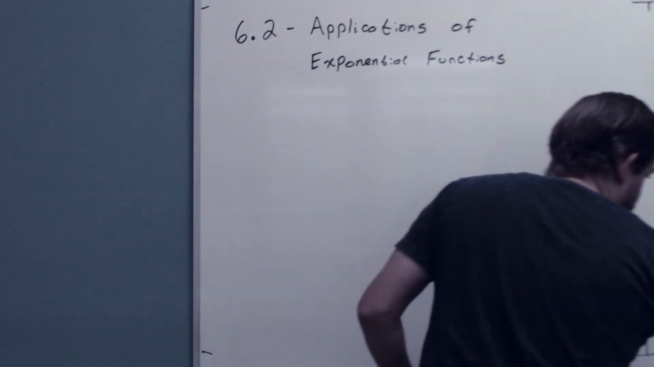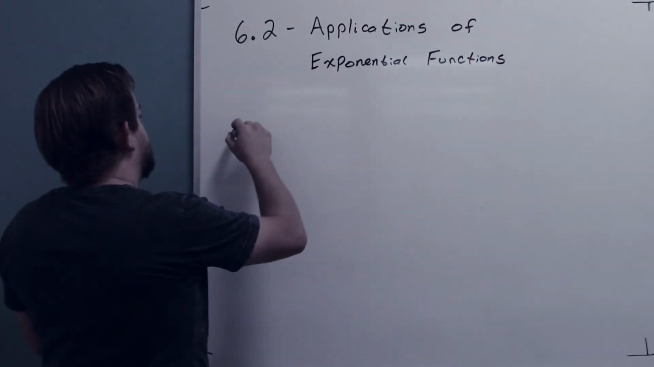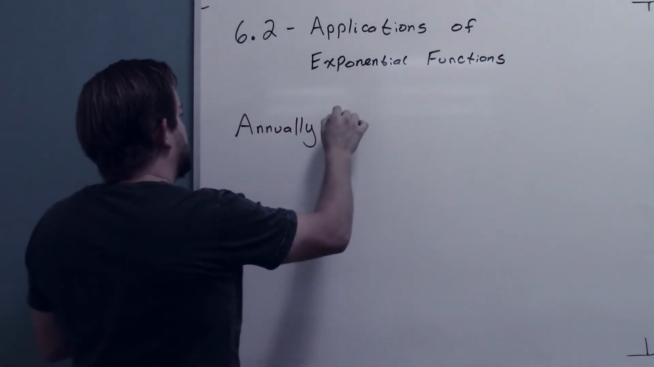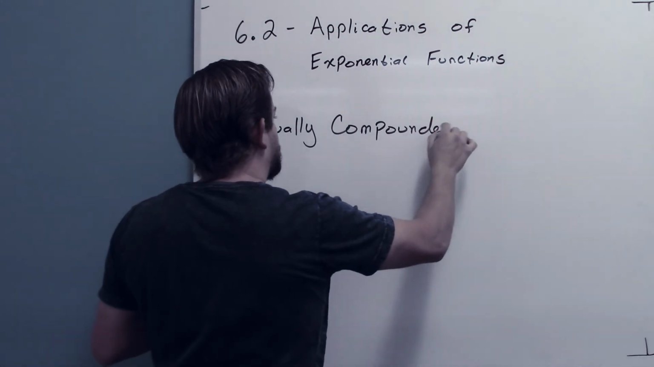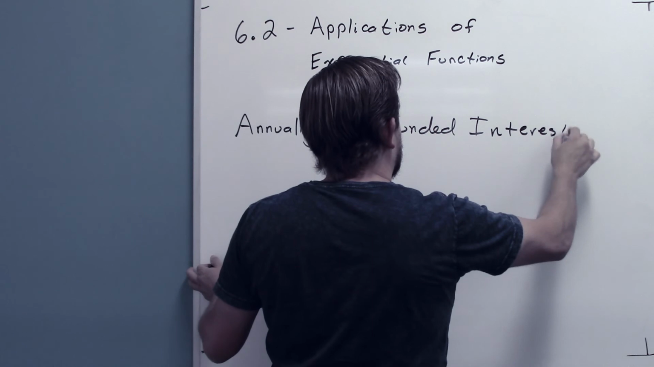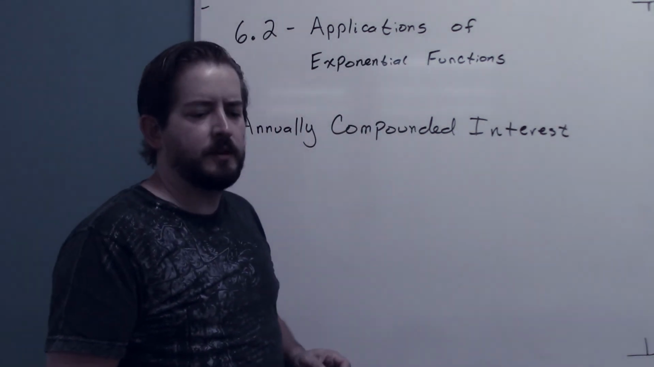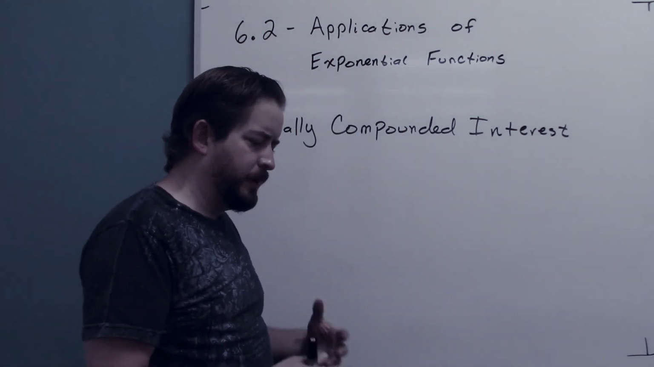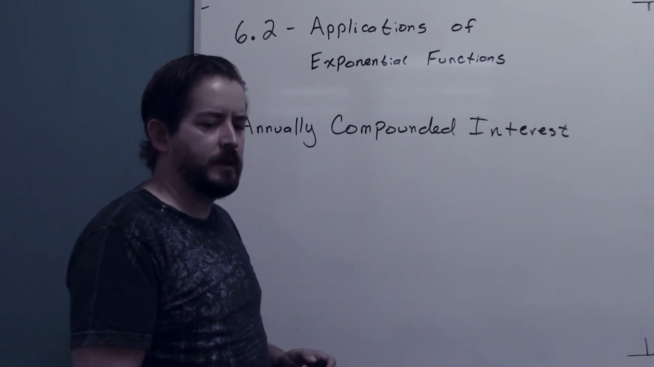The first one is in finance, and we're given this formula, the annually compounded interest formula. Most banks don't do annual compounding, but that's okay, we have to start somewhere. If you go to a bank and say, here's a bunch of money, and they say, we're going to give you interest, and we'll compound that annually.